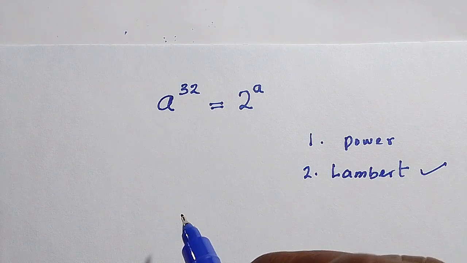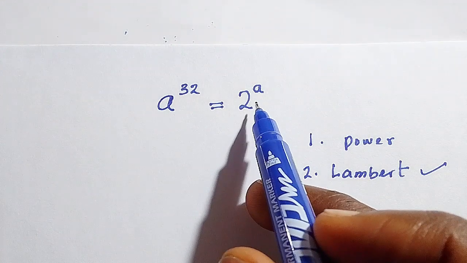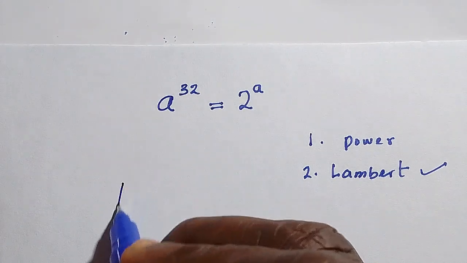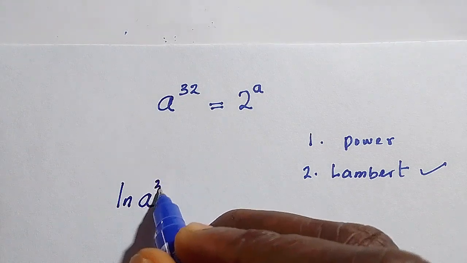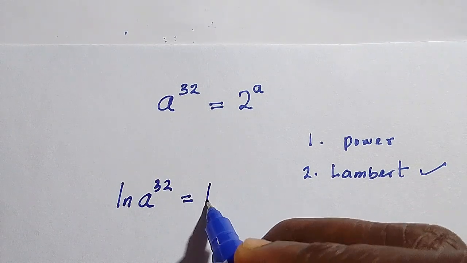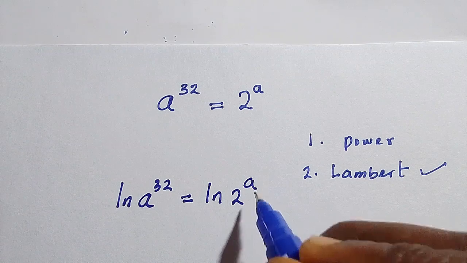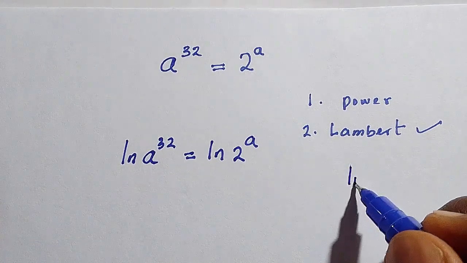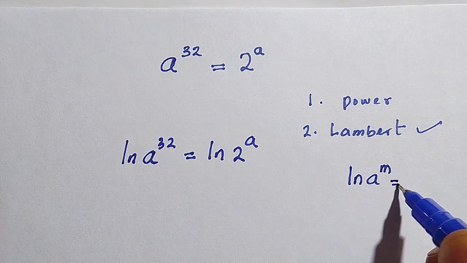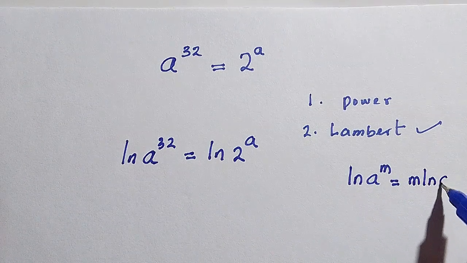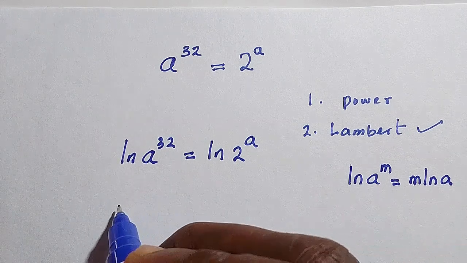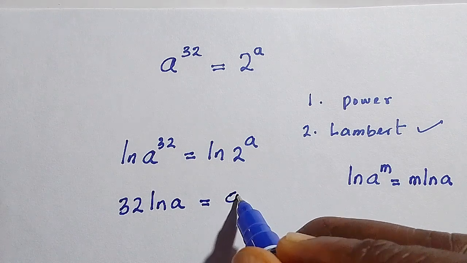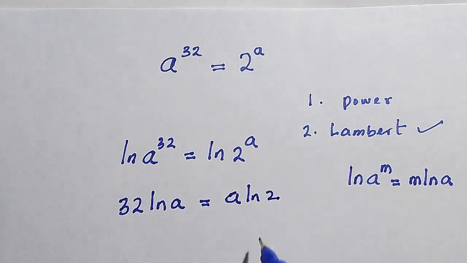As we have a to the power of 32 equals 2 to the power of a, let's try to introduce log on both sides. We have ln a raised to the power of 32 equals ln 2 to the power of a. And from here, we consider this rule: ln of a raised to the power m is the same thing as m ln a. Then we consider this as 32 multiplied by ln a equals a multiplied by ln 2.